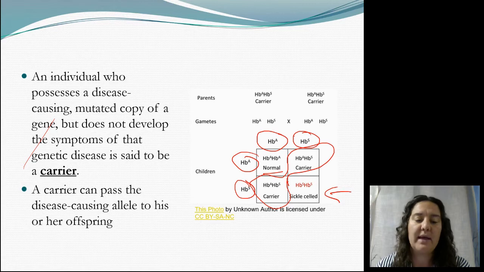So that carrier can pass on the disease-causing allele to his or her offspring. They could be carriers, or they could even be affected.